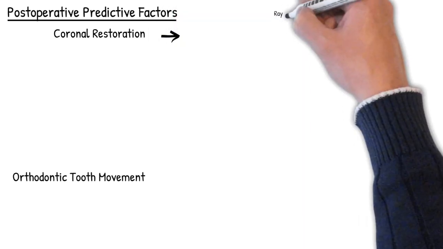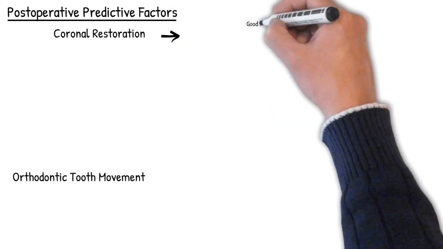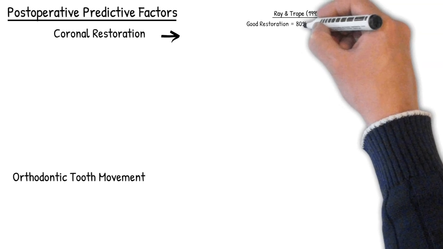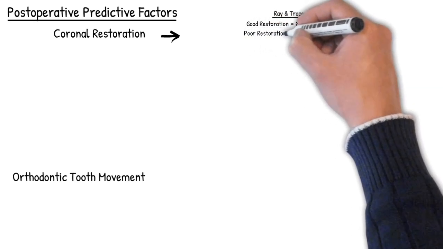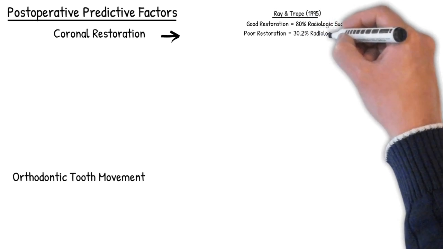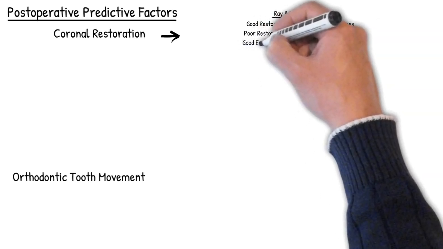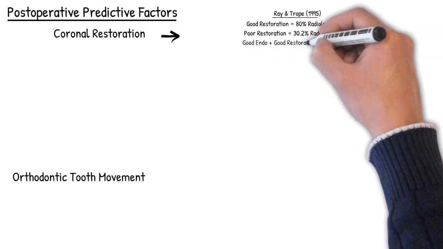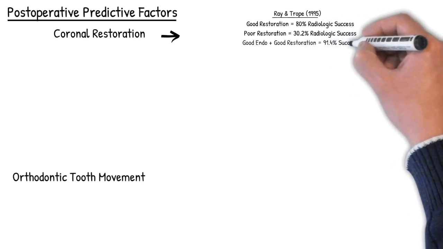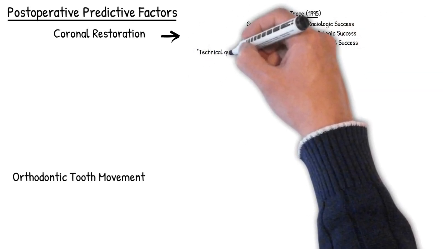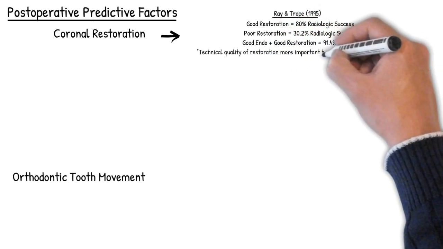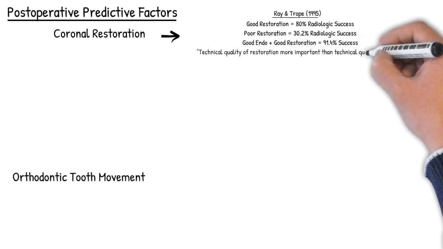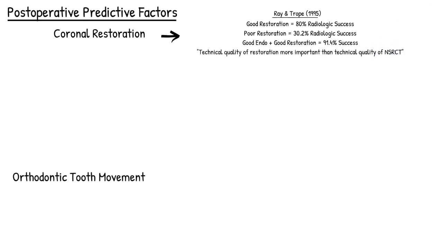One classic study looking at coronal restoration is Ray and Trope in 1995. And one of the things that their study is remembered for is the technical quality of restoration was more important than technical quality of non-surgical root canal treatment. And they showed this because a good restoration had 80% radiologic success, whereas a poor restoration had 30.2% radiologic success. Good endodontics plus a good restoration resulted in 91.4% success.